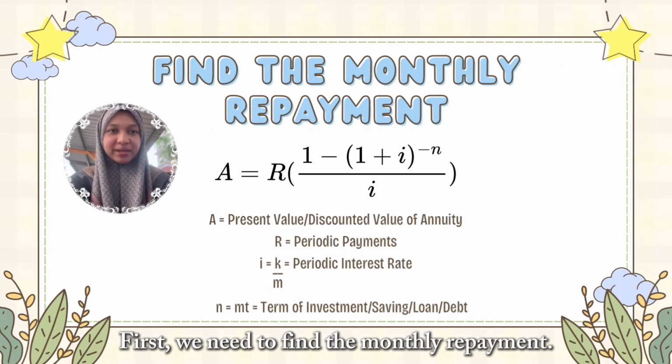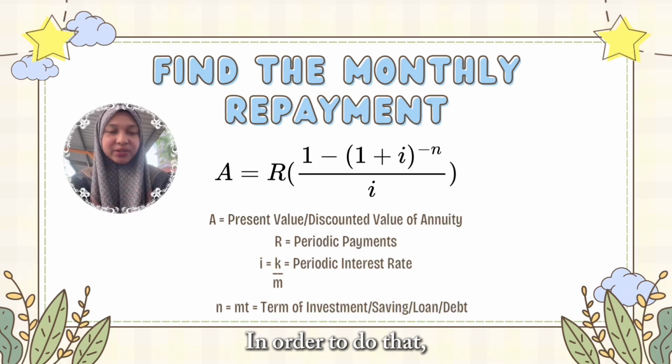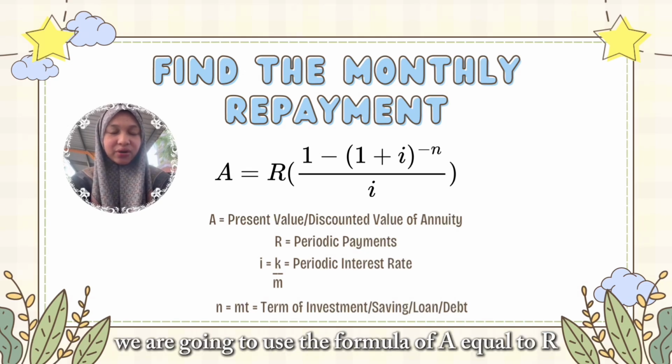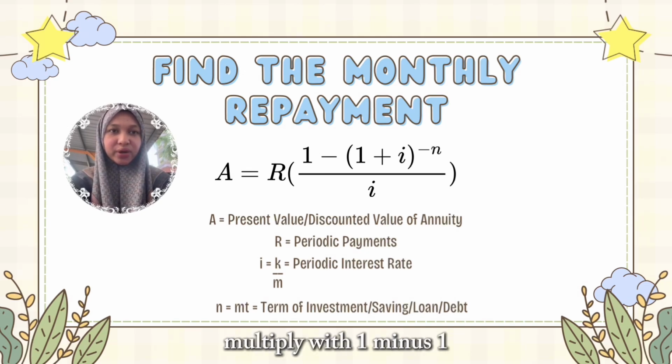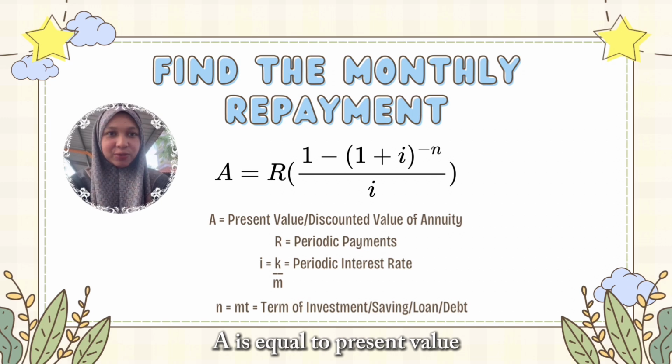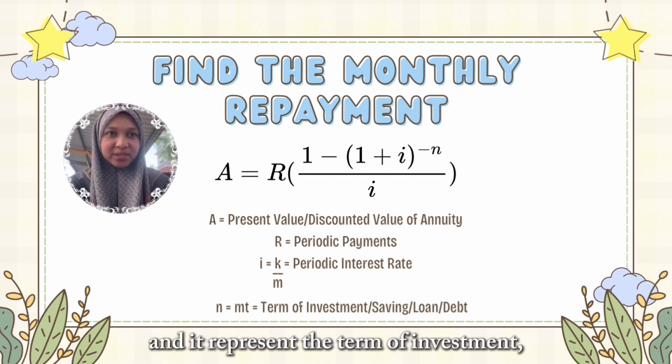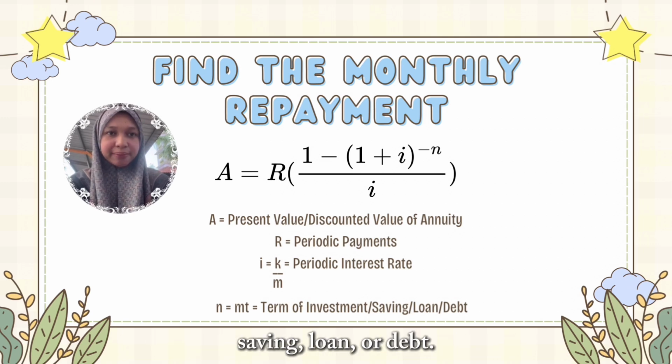First, we need to find the monthly repayment, and in order to do that, we are going to use the formula A equal to R multiplied by (1 minus (1 plus i) to the power of negative n) divided by i. A is equal to the present value or discounted value of annuity, and R is equal to periodic payments, while i is equal to k over m, which is the periodic interest rate, and lastly, n is equal to mt, and it represents the term of investment, saving, loan or debt.